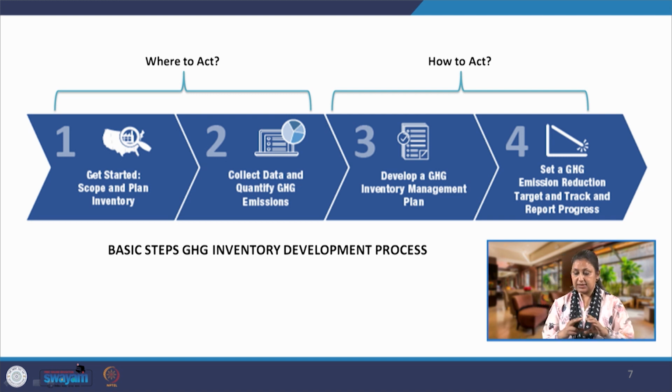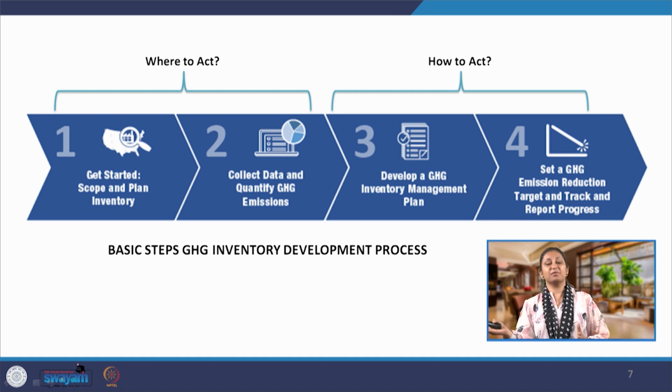Now, if we look at these 4 steps which we had discussed earlier, steps 1 and 2 are about defining where to act. We have to set up these boundaries, we have to know where to act, and for that we have to identify the boundaries and the inventories within them. Once we have done that, we go to the next step, which is how to act, where we develop a management plan for the inventory. So, we already know what the boundary is, what the inventories within it are, and we have collected the data related to these inventories. This is where to act, and how to act.